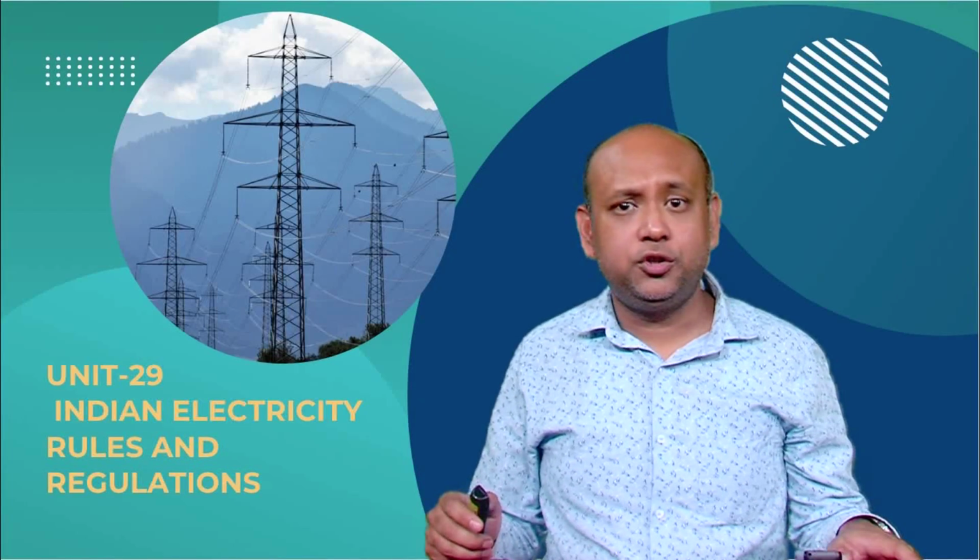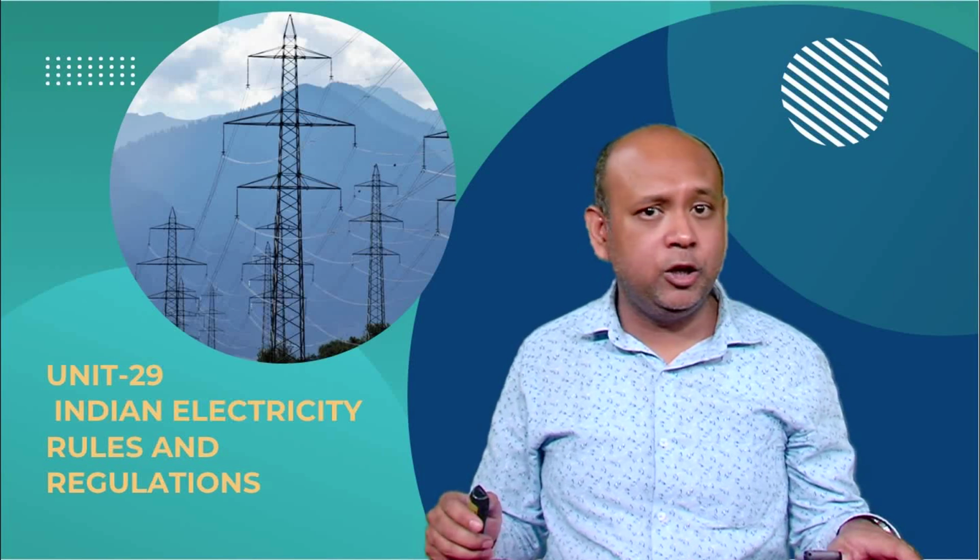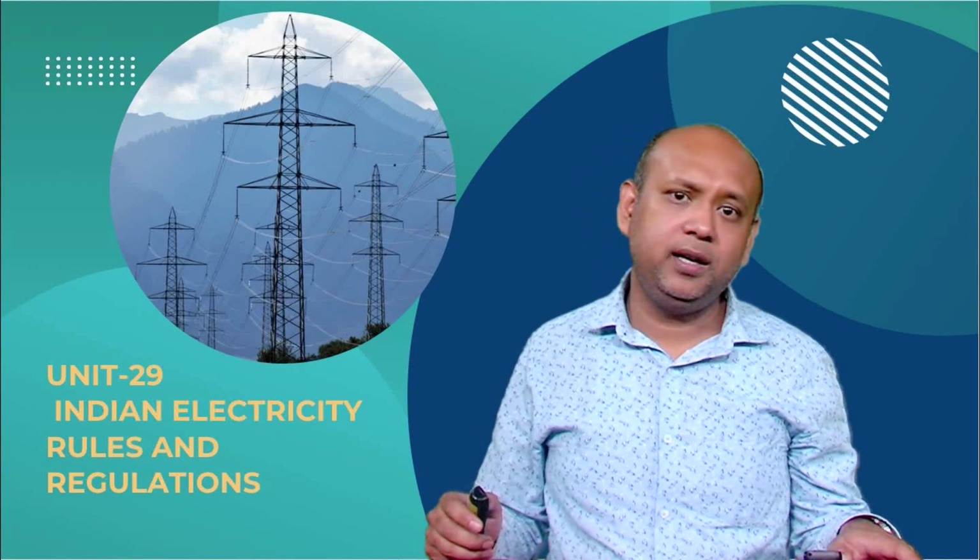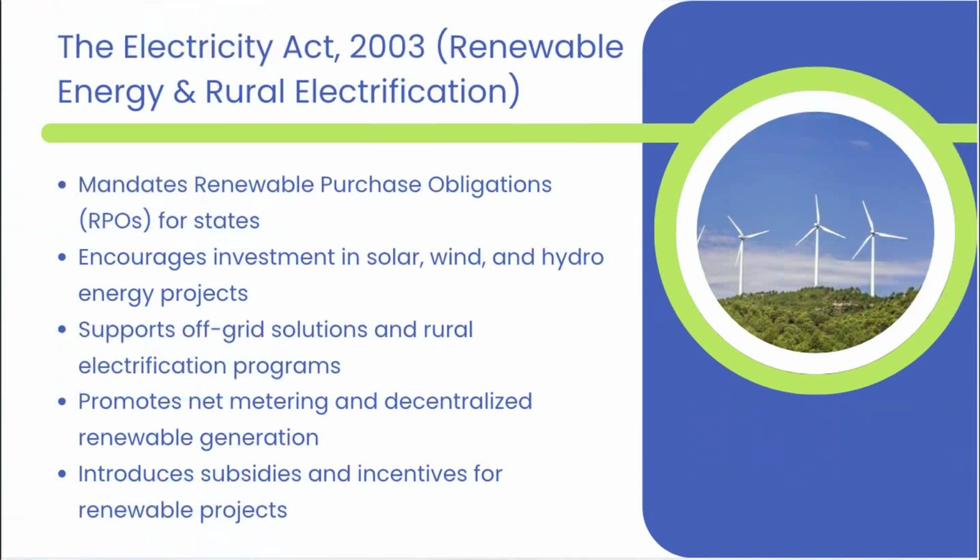The Act strongly supports the growth of renewable energy and rural electrification. It mandates renewable purchase obligations for states. It encourages investment in solar, wind, and hydro projects. It supports off-grid and rural electrification programs. It also promotes net metering and decentralized renewable generation. It introduces subsidies and incentives for clean energy.